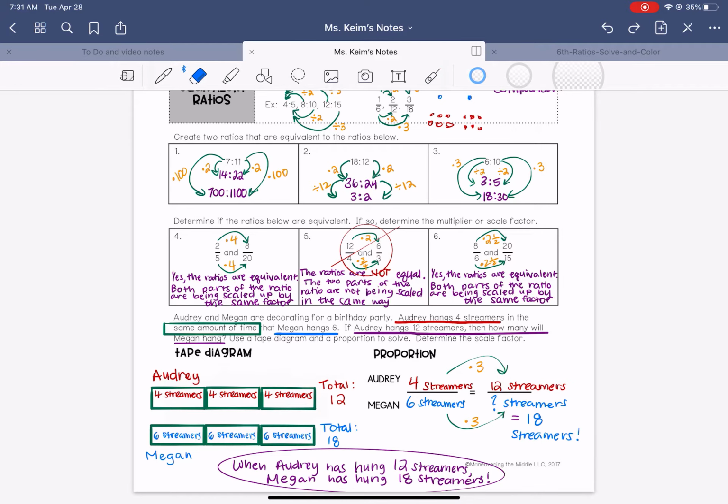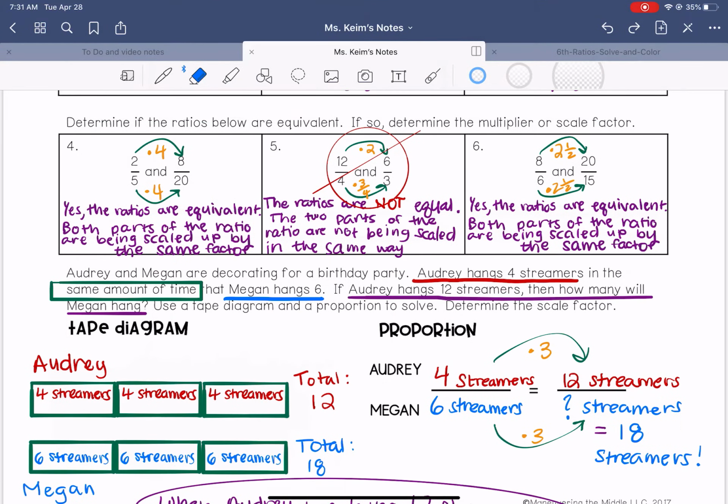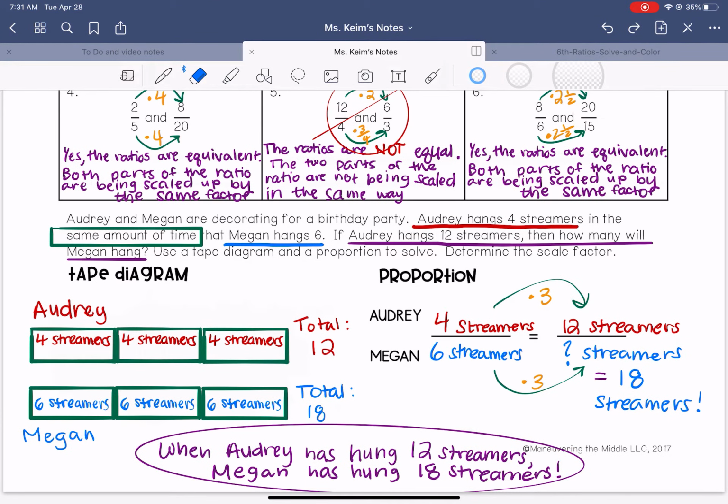So let's very quickly look at a situation placed in a real world situation. So Audrey and Megan are decorating for a birthday party. Audrey hangs 4 streamers in the same amount of time Megan hangs 6. If Audrey hangs 12 streamers, then how many will Megan hang? Use a tape diagram and a proportion to solve.